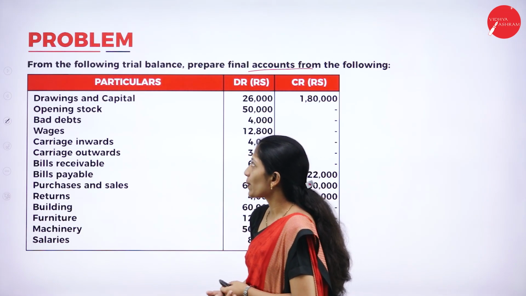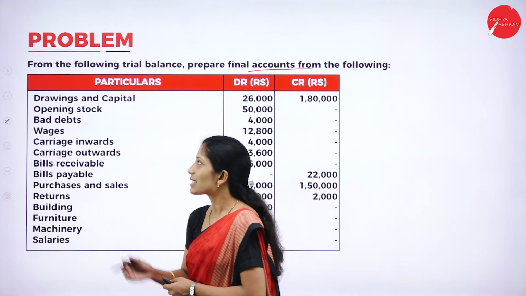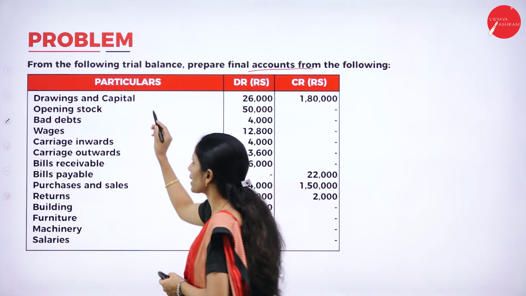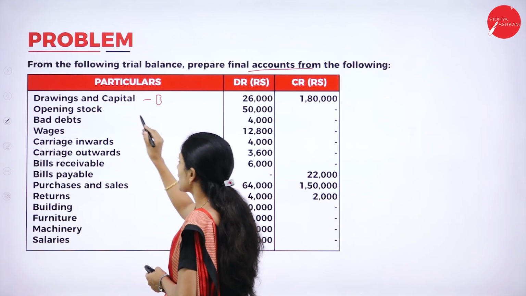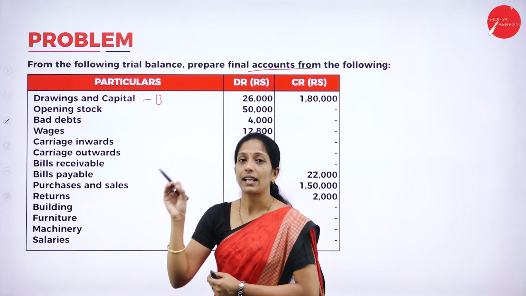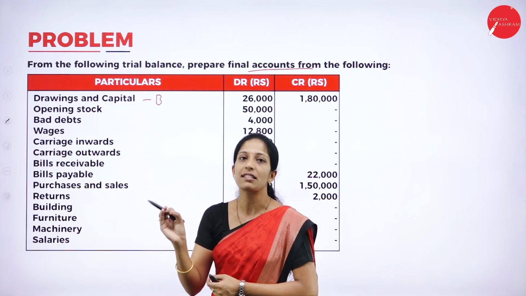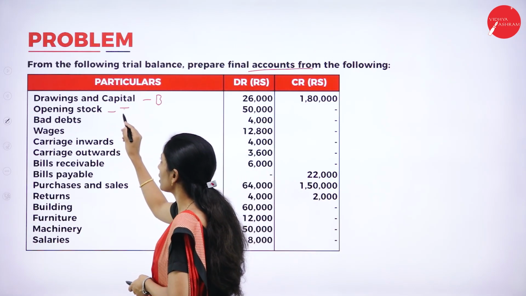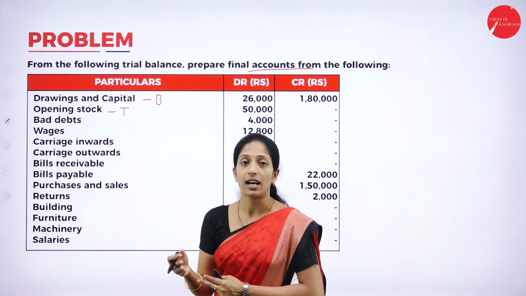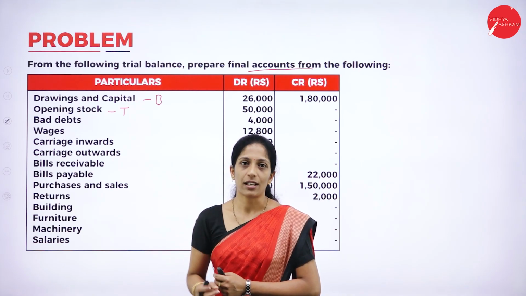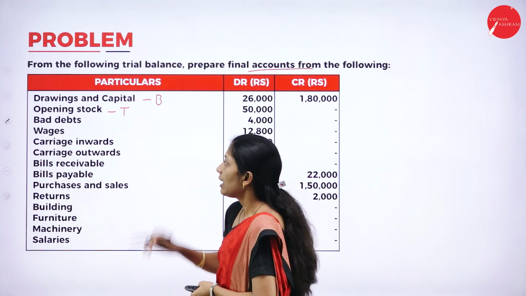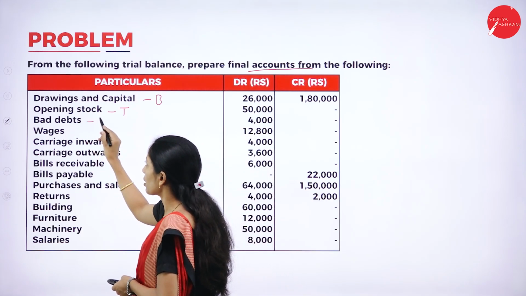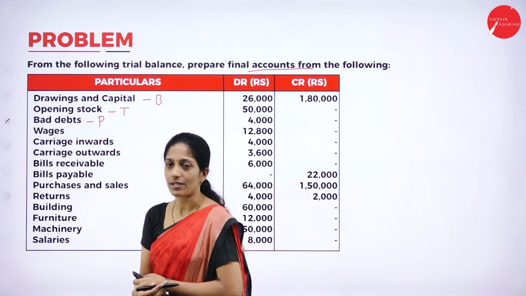Now coming to the first one, drawings and capital. So these are the capital items. So we will record in the balance sheet, that is capital, we'll take it as opening capital minus drawings. Next, opening stock, we have to take in trading account because we'll start our trading account with opening stock in the debit side. Next, bad debts. So where do we record bad debts? In the profit and loss account.